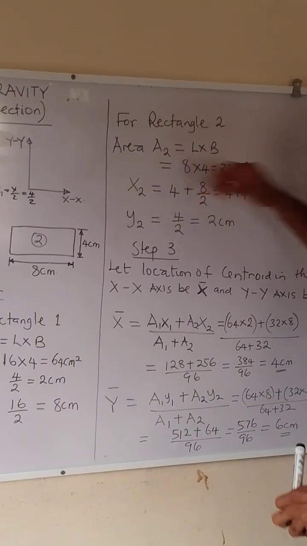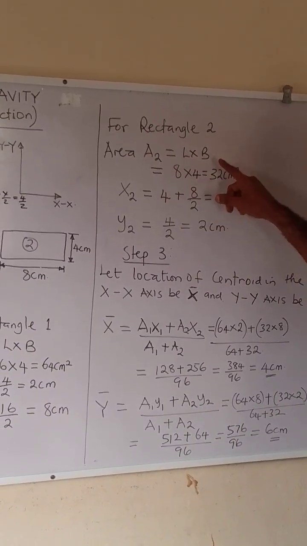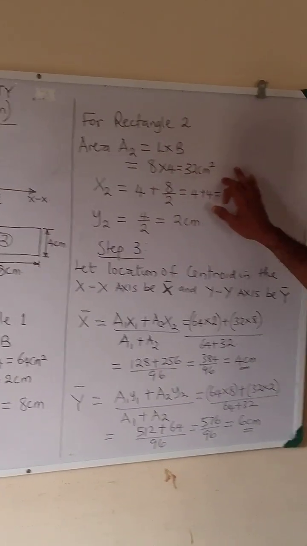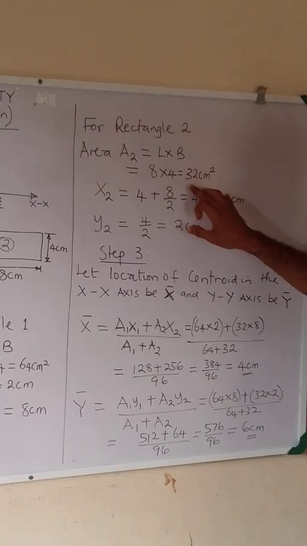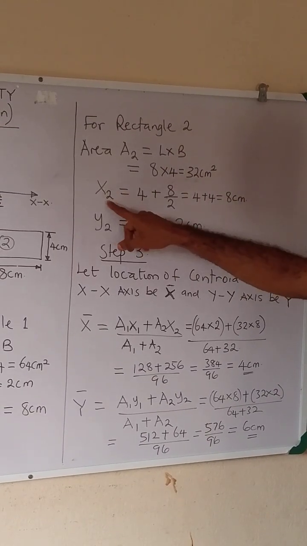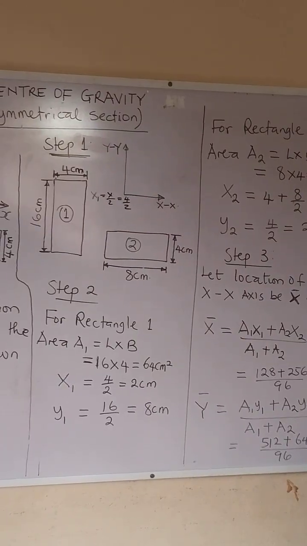So in rectangle 2, we are going to do the same thing. We find the area, which is length times breadth. This is the length and this is the breadth. And so we are done in finding the area, which is 8 times 4, that will give us 32 cm squared.